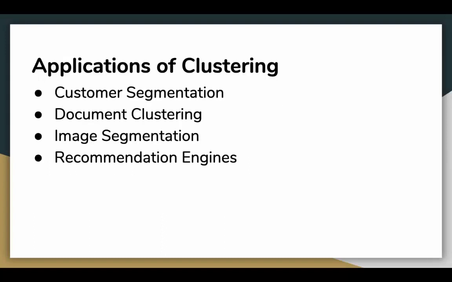So let's see where this helps us in the real world. Starting with customer segmentation, as we discussed before about the bank making clusters based on the income for the credit cards. Next thing is document clustering. This is another common application. Let's say you have multiple documents and you need to cluster similar documents together. Clustering helps us group these documents such that similar documents are in the same clusters.